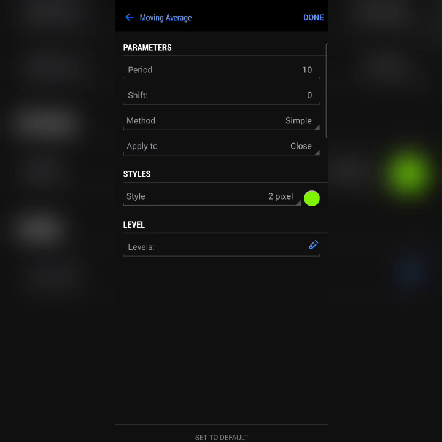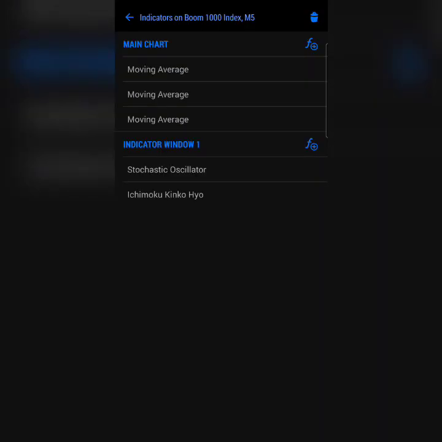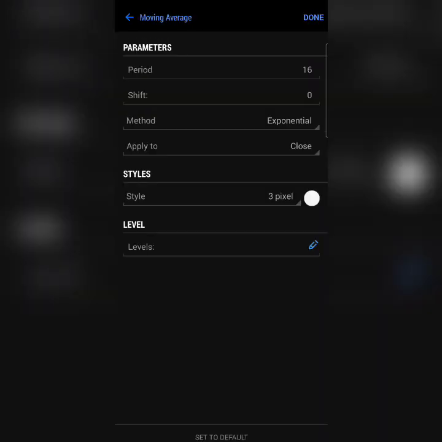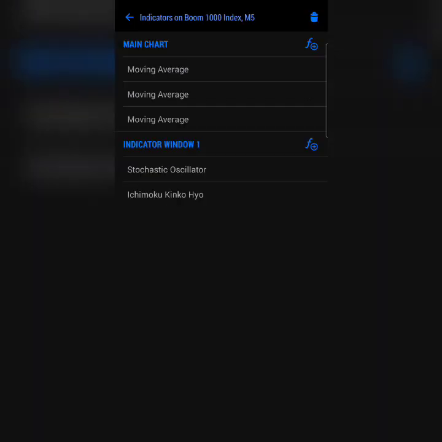So just take a screenshot, obviously, and I think you need to set it up and replicate it on your own account. Now we have the second moving average. Yeah, 16 is the period, exponential, and close. Slight difference here. Do take a screenshot the same way and replicate it on your own platform.